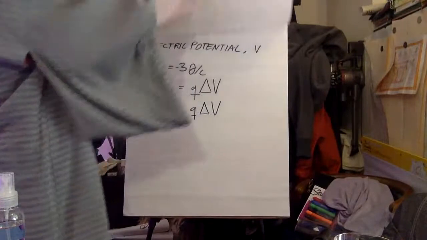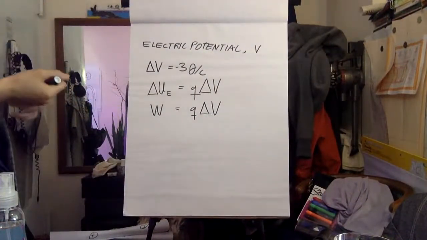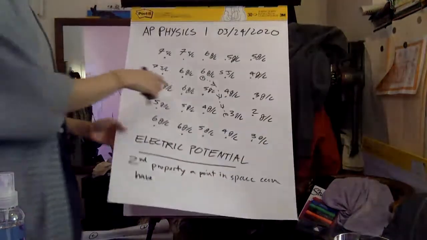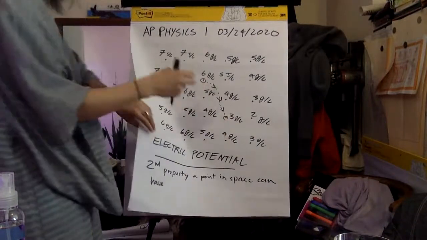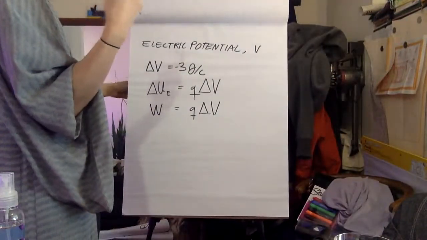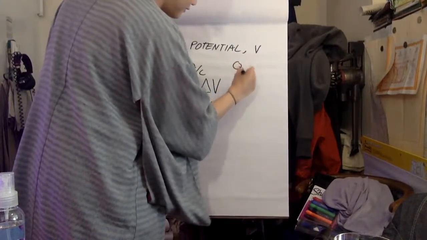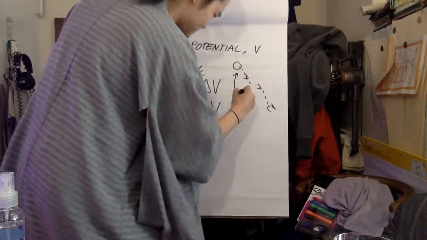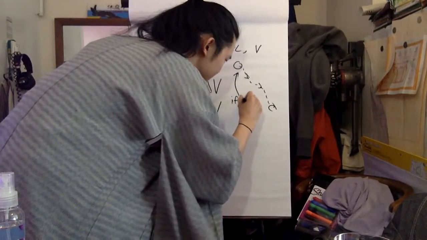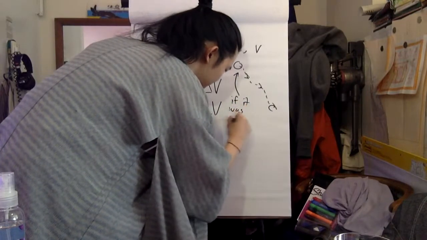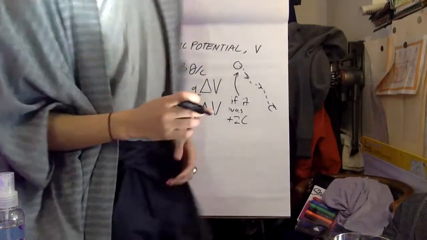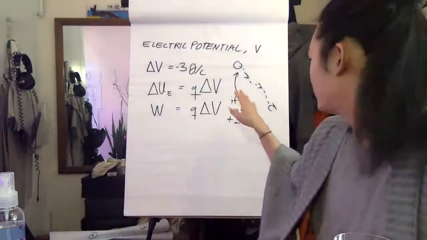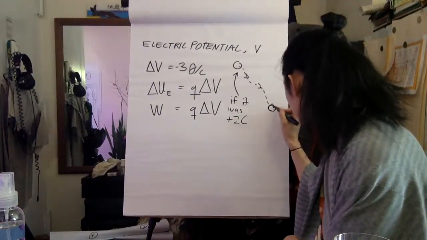So back to where we were, with electric potential. All right, so let's pretend this object that lost 3 joules per coulomb, let's pretend it was 2 coulombs. Let's pretend that this object that moved before, after, let's say, what if it was positive 2 coulombs? What changes? Okay, so before we move to this problem, this is the crux of the lesson today.